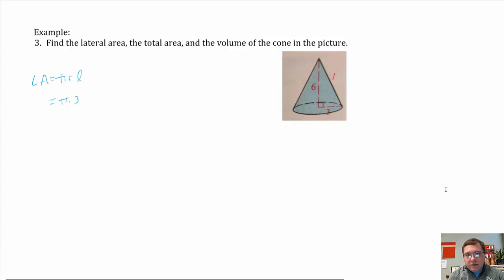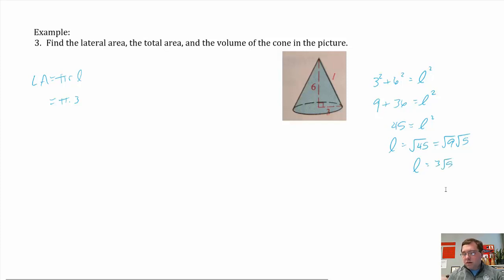On a right triangle, we can always use the Pythagorean theorem if we know two sides, and we do. We've got 3 squared plus 6 squared equals L squared. L is the hypotenuse, so it has to be on its own side of the equation. 3 squared is 9, 6 squared is 36. What's 9 plus 36? That's 45. So L is the square root of 45, which can be reduced because 45 is 9 times 5. So L is 3 radical 5.